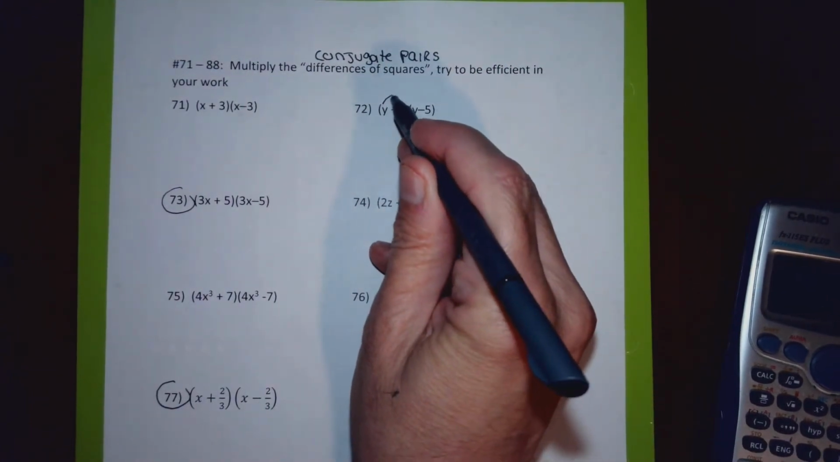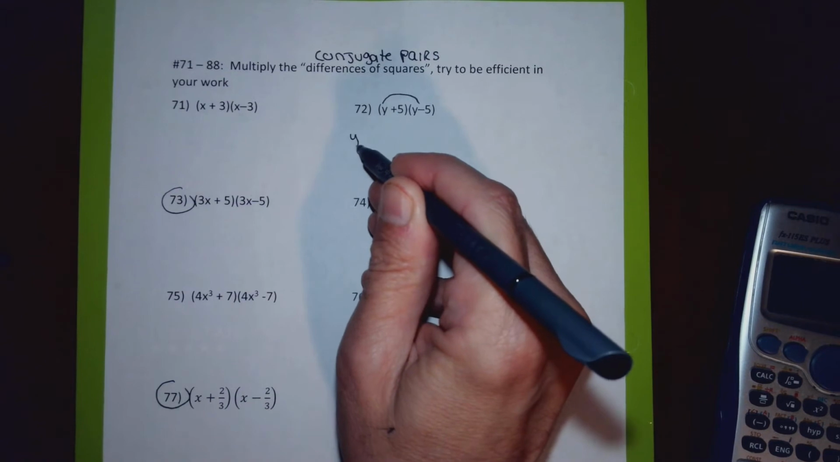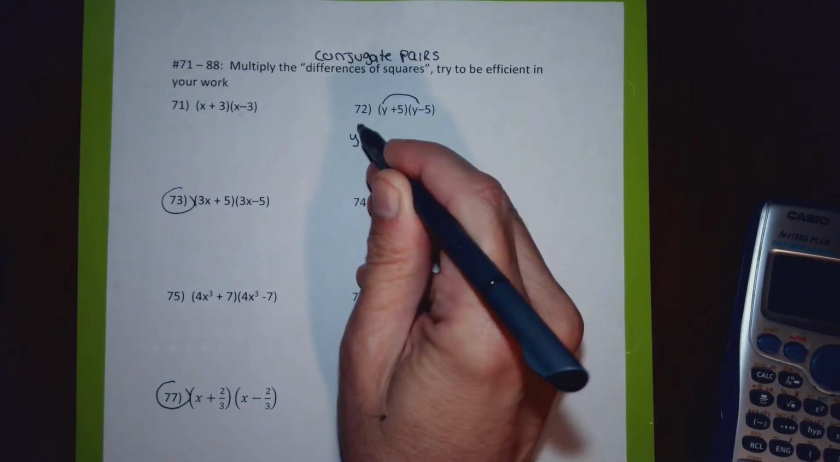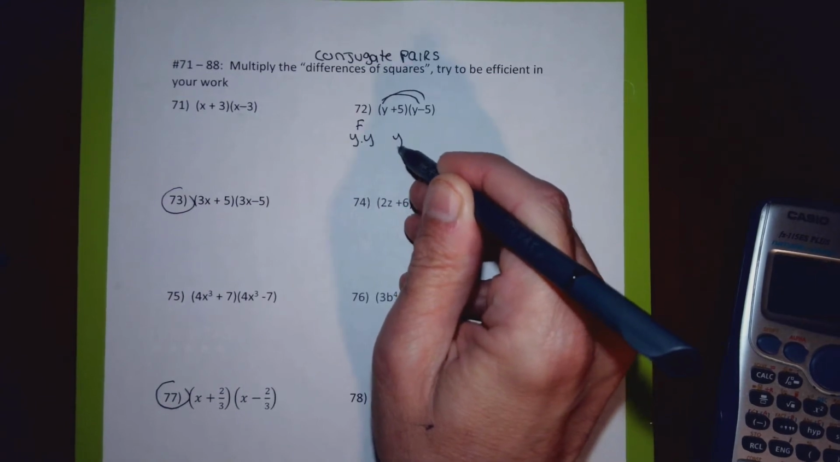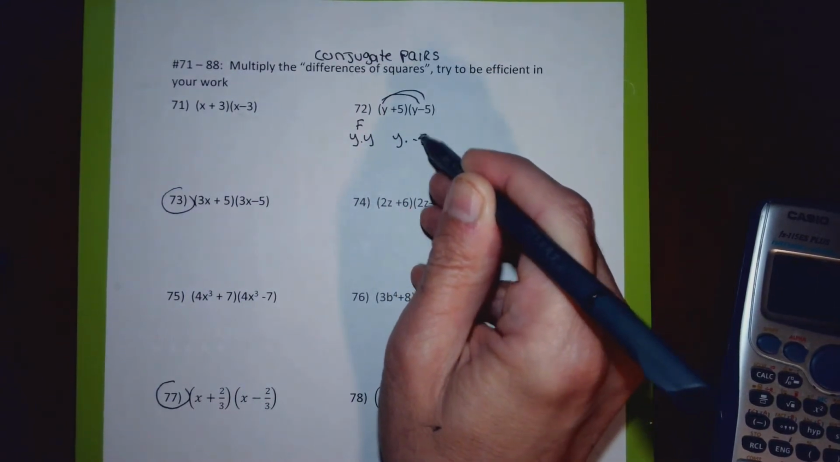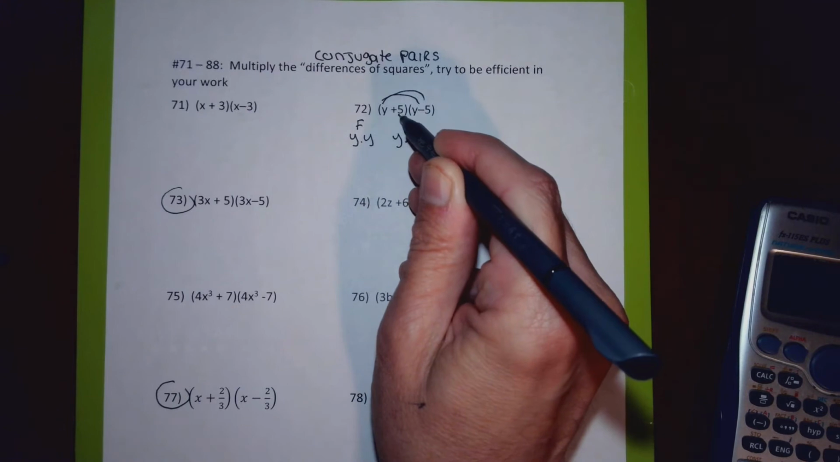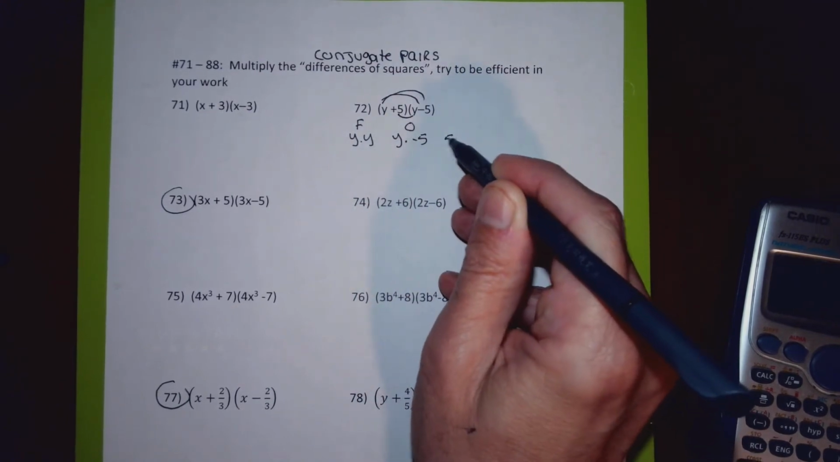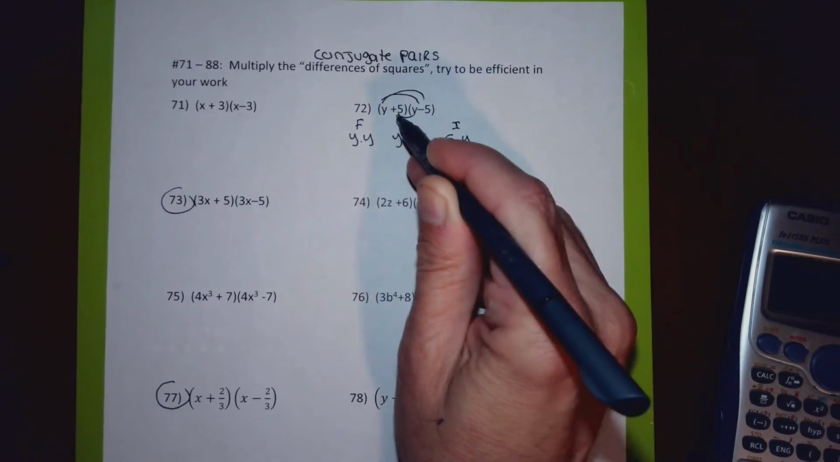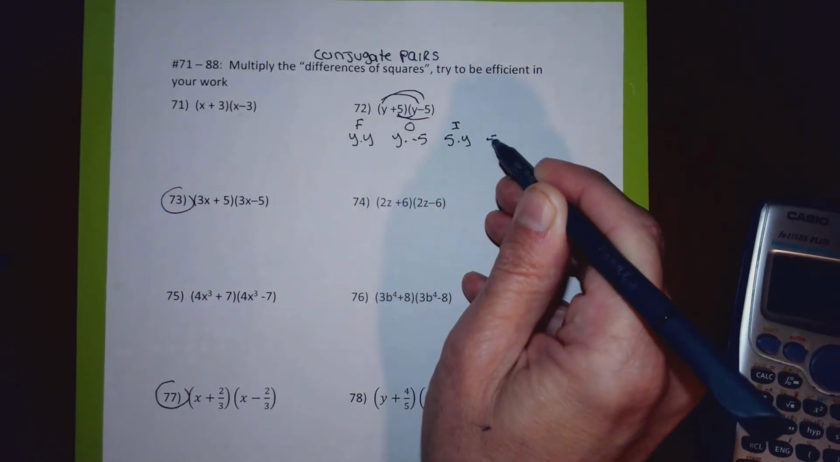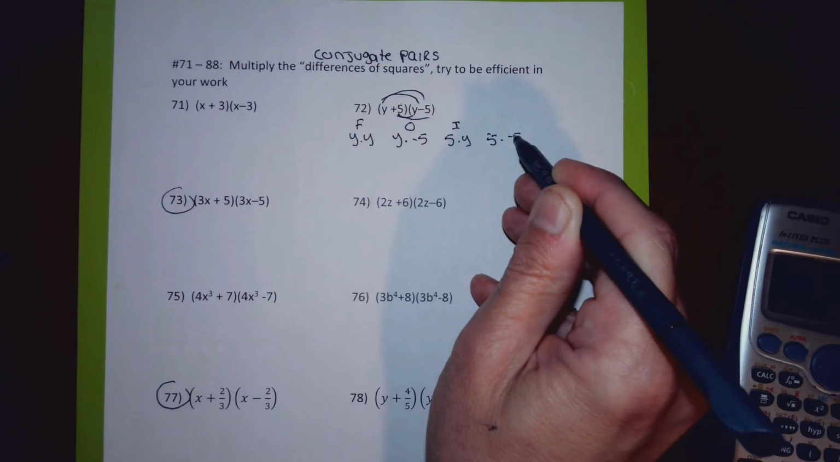I could just go y in the first parentheses times y in the second parentheses. That's the first part of this. And then y in the left parentheses times negative 5 in the right parentheses. That's the outer part. 5 in the left parentheses times y in the right parentheses. That's the inner part. And then 5 in the left parentheses times negative 5 in the right parentheses. That's the last part.